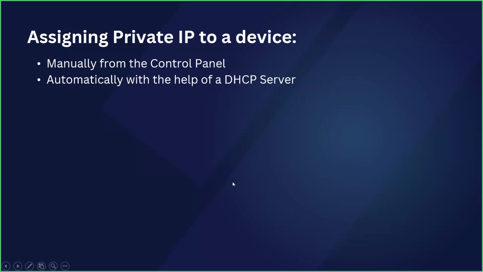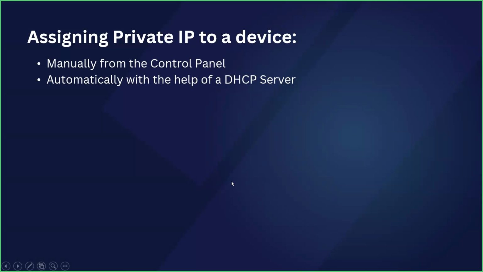Right? And usually your private IP is assigned in two ways. Either you get it automatically from a DHCP server, or you can get it manually from the control panel by assigning it yourself. We'll talk about the automatic method later in a while. But let's talk about how you assign an IP manually from the control panel. There's a certain procedure for that.